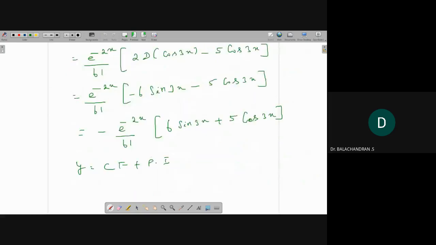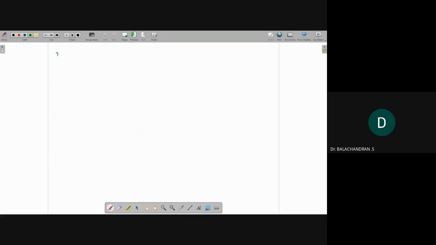Let's take the second problem of this type. Solve (D square minus 1) y equals (1 plus x) whole square into e power x. So, solution. Somebody will tell the answer.